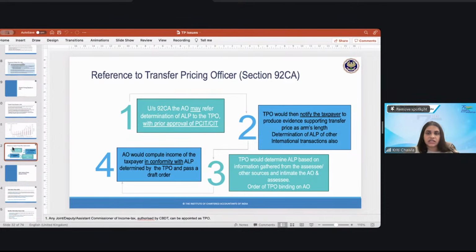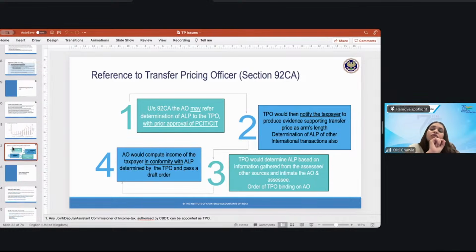Now, when the case actually reaches the transfer pricing officer, the TPO will notify the taxpayer, and it will give an opportunity to the taxpayer to produce the evidence, whatever transfer pricing position they have actually taken, howsoever they have justified the arm's length determination. They can provide evidence to support that, and then the TPO determines the ALP.